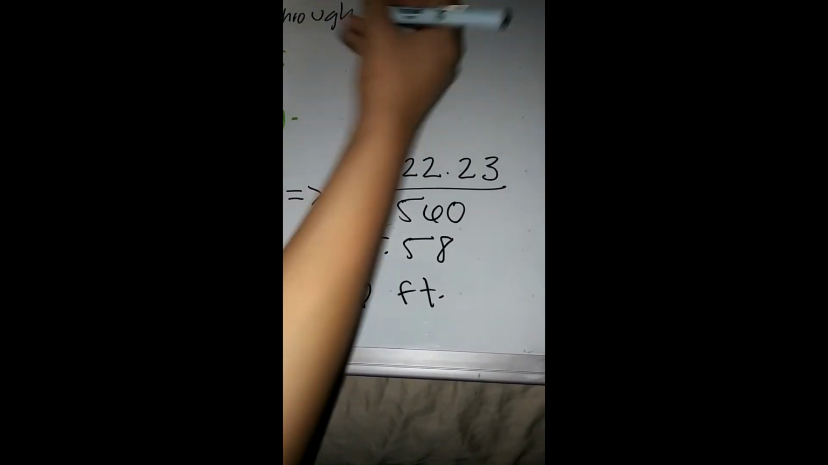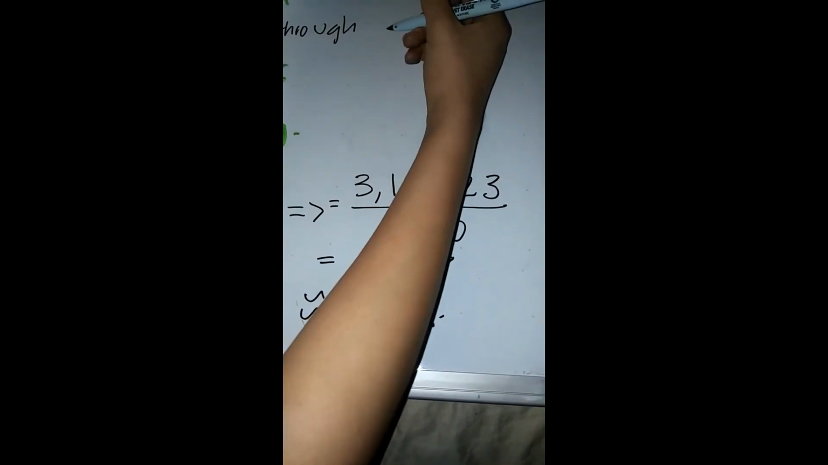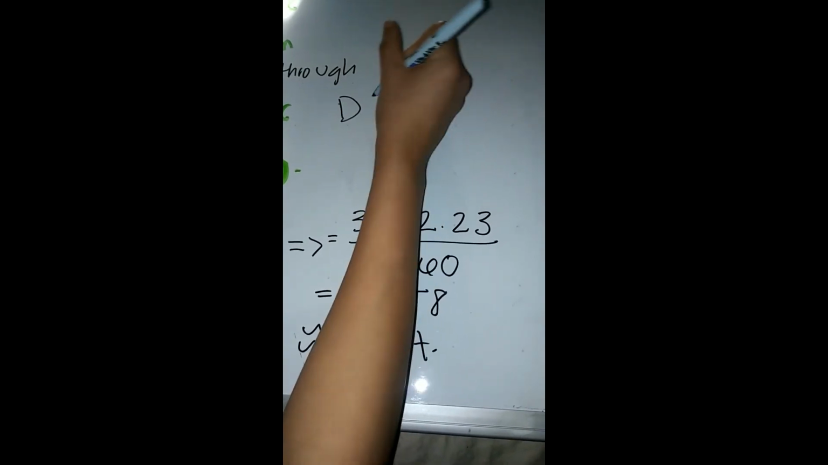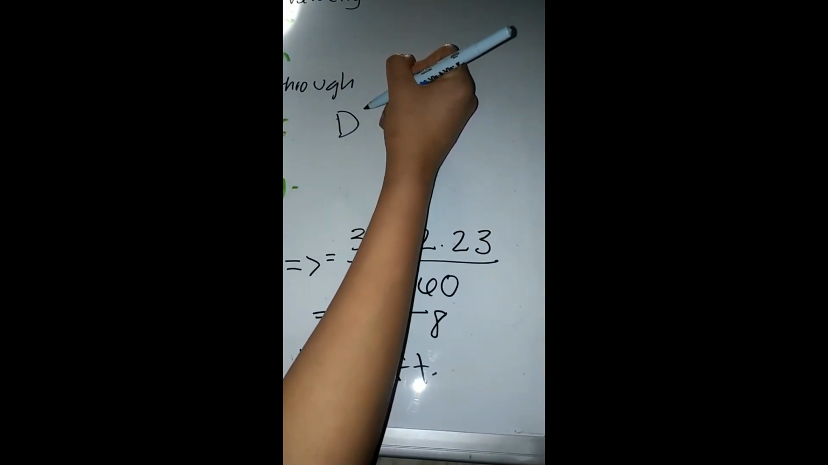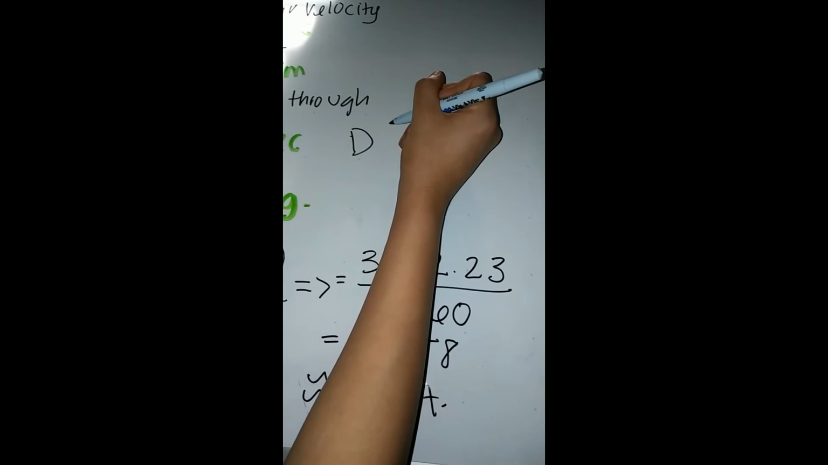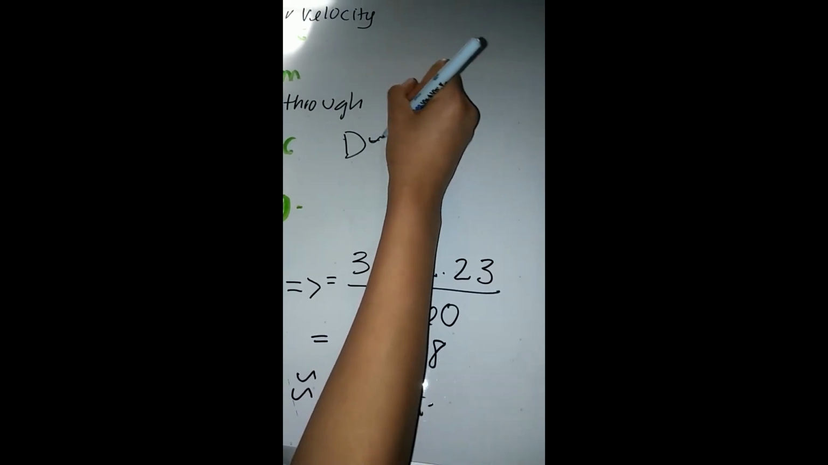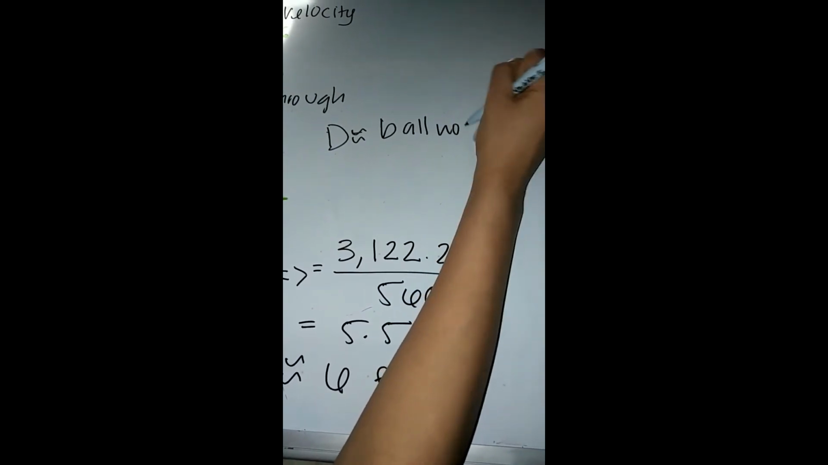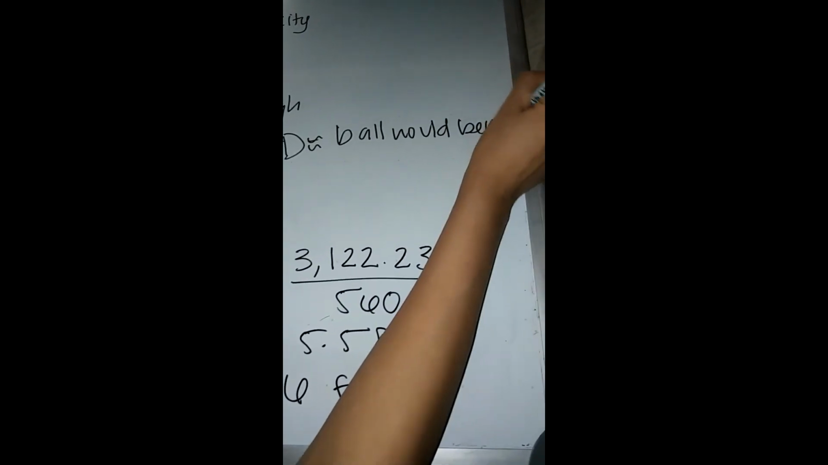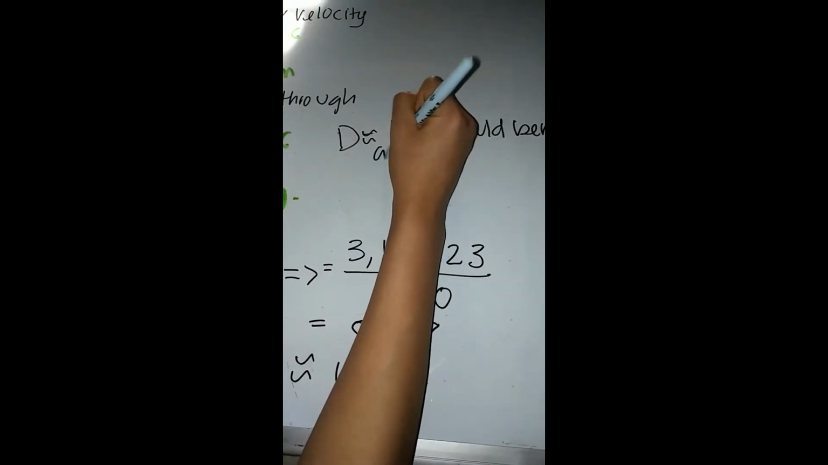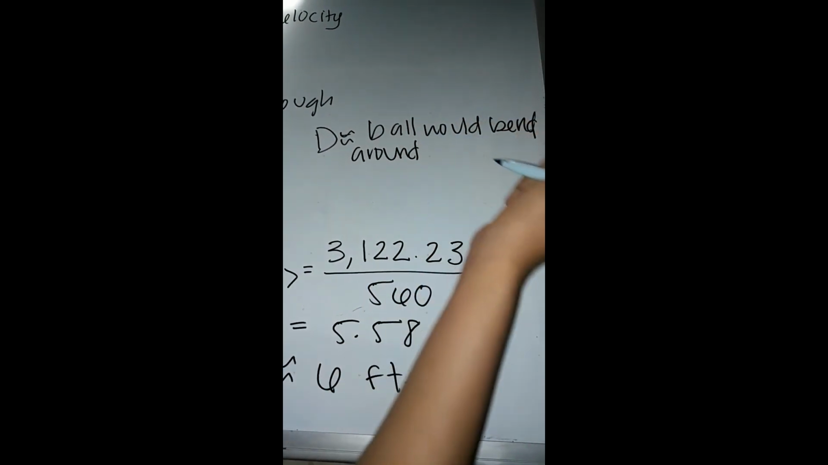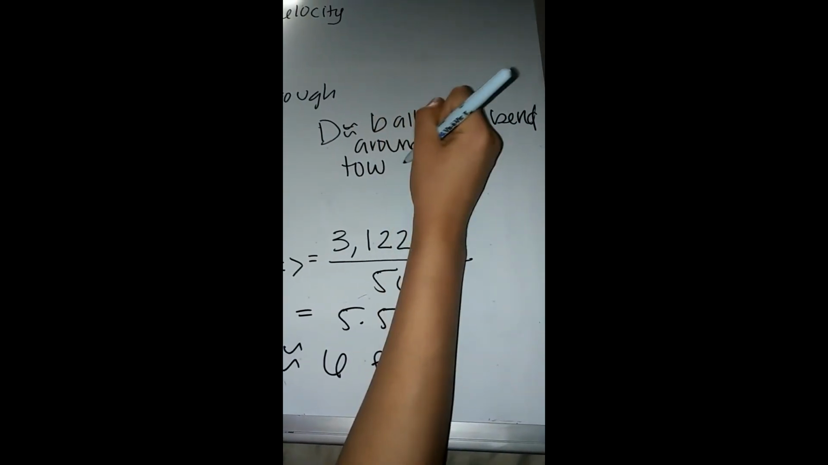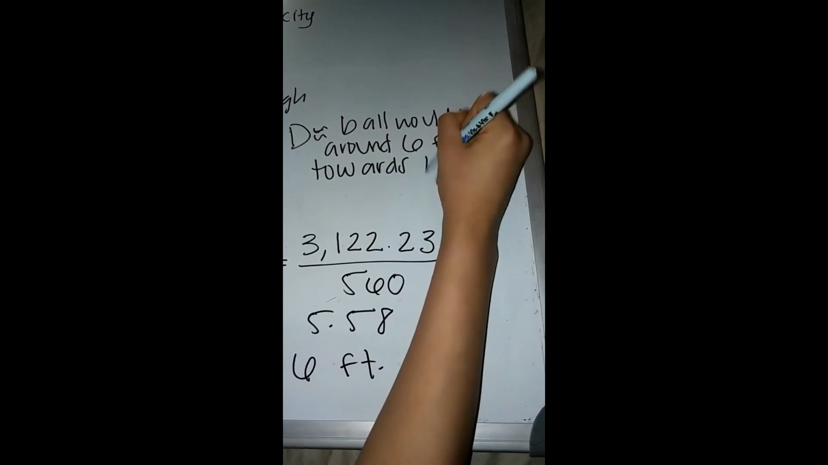Therefore, our D, or the distance the ball bends, in the case of Roberto Carlos, would be that the ball would bend around 6 feet towards the goal.